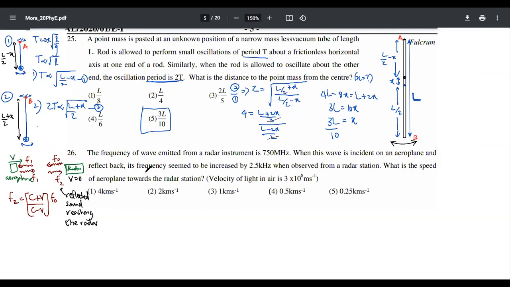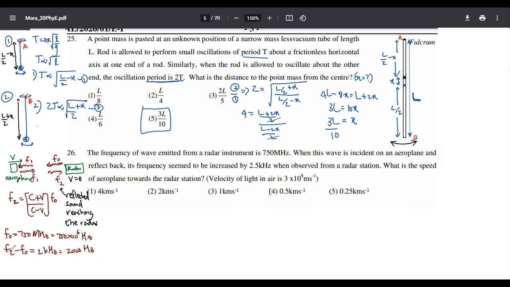What is the question now? The frequency of wave emitted from a radar instrument is 750 megahertz. So F naught is 750 megahertz, that is 750 into 10 to the power 6 hertz. When this wave is incident on an aeroplane and reflected back, its frequency seems to be increased by 2.5 kilohertz. So what they have given us is F2 minus F naught is equal to 2 kilohertz, that is 2000 hertz.